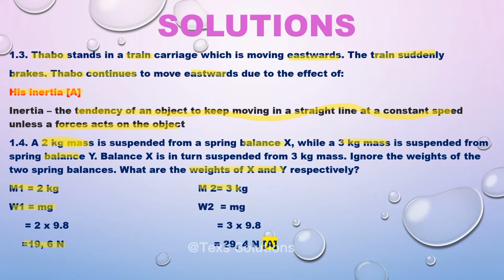Mass number 2 is the 3 kilogram mass, and using the same formula, weight number 2 is mass times gravity, or m times g. 3 times 9.8 is equal to 29.4 newtons. So remember, weight is measured in newtons, weight is a force, right? We use gravity as a constant value of 9.8. That is why the answer here is A.